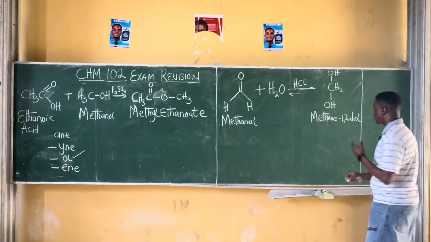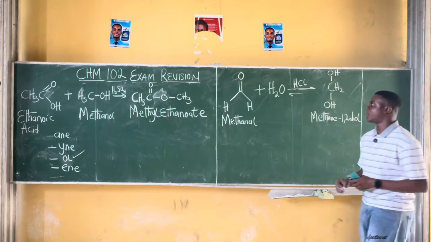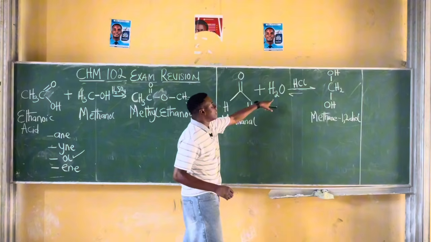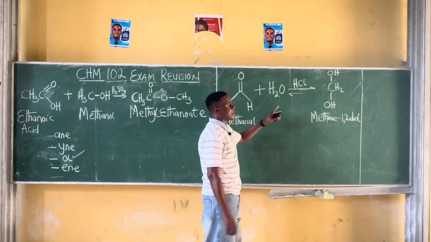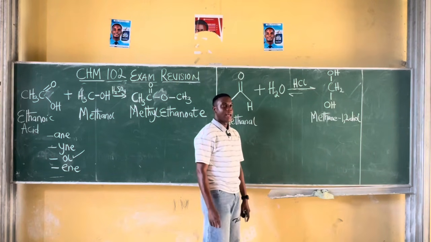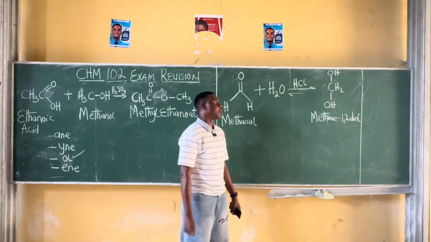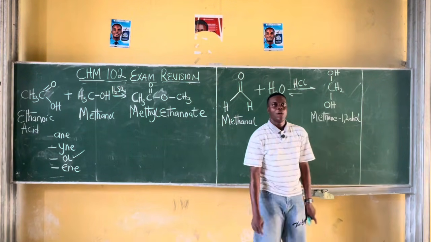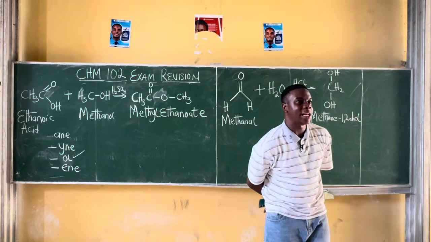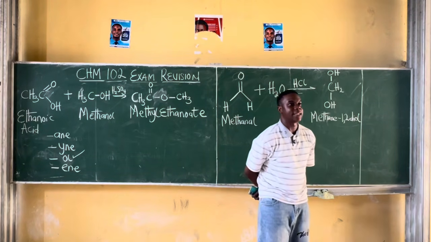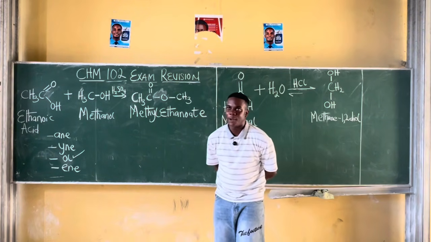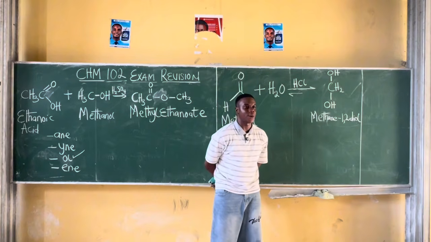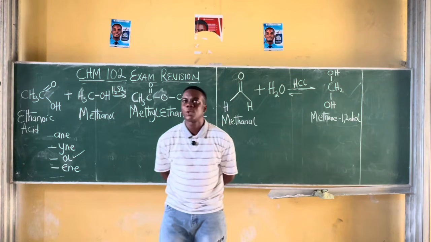Now, the reaction is between methanal and water. You are trying to add water to methanal in the presence of hydrogen chloride. In the presence of hydrogen chloride, the product of this reaction will be methane-1,1-diol. Now, this kind of diol, what do we call it? I told you there's a name we call this kind of diol. Geminal diol, which is gem diol. So this is the answer to that question.